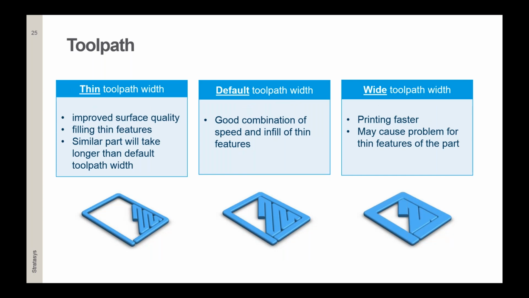So why do we need thinner and thicker toolpaths? It depends on the geometry we use. If we have small details, we need to fill thin features and have a better surface quality, so we use a thin toolpath. If we are considering printing faster and also having slightly stronger parts, we will use wider toolpaths. Default is a good combination of both speed and infill for thin features.